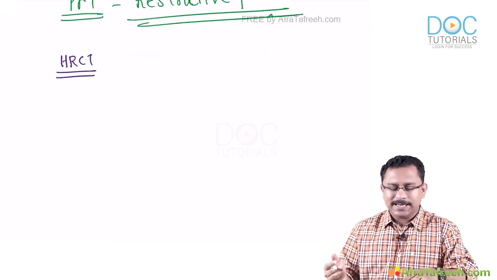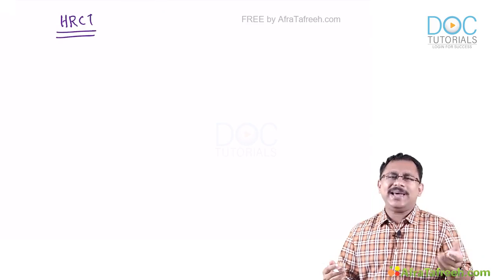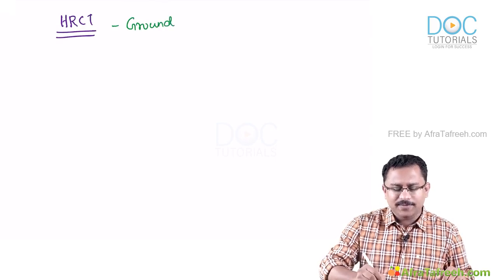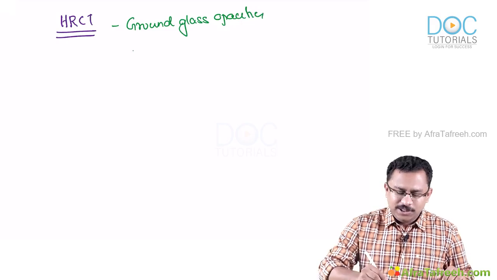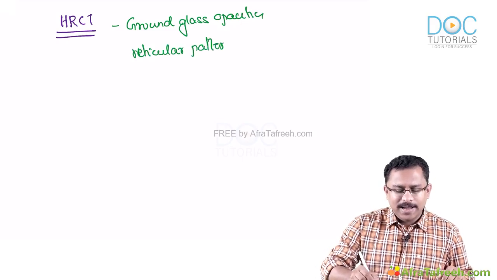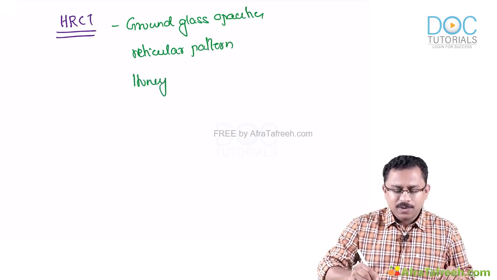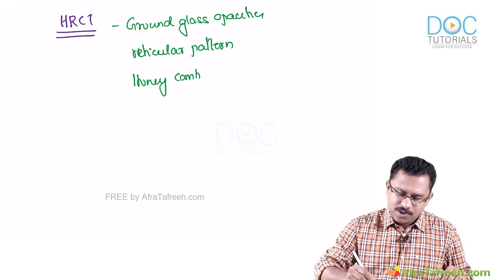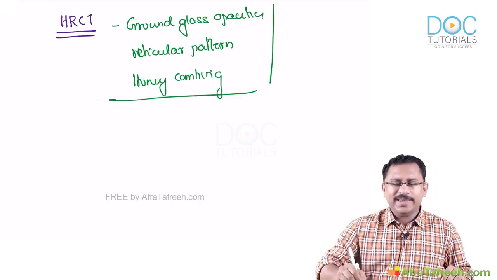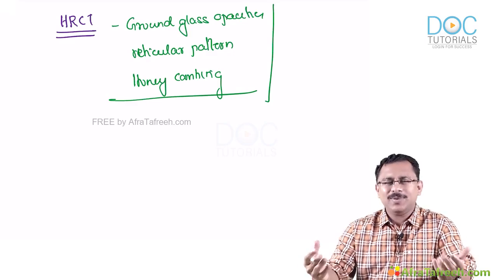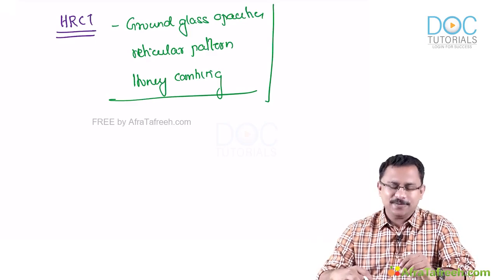Now, if you ask me, is there any role for CT thorax, the HRCT? Yes, when you do an HRCT thorax, there are varied manifestations that can occur. You can have ground glass opacities, you may have a reticular pattern, you may have honeycombing. So it is not any specific pattern. Varied CT manifestations can be there, and you can even have your plaques very well demonstrated. So these are the HRCT findings as well.